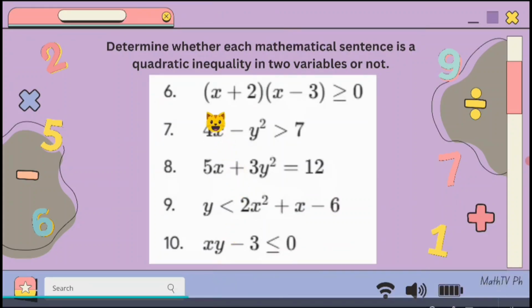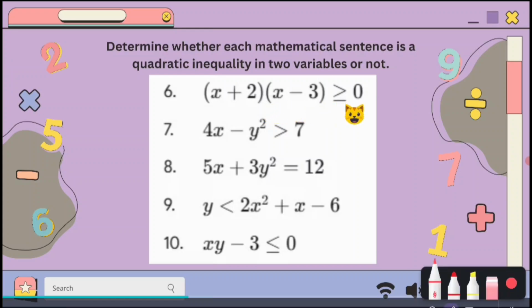Next, number 6, we have x plus 2 times x minus 3 is greater than or equal to 0. So dito, sa number 6, wala kayong nakikitang exponent na 2. But if you are going to factor it, ang magiging result niya, by FOIL method, ang makukuha nating sagot dito is x squared minus x minus 6. So, as you can see, ang ating highest degree na ay 2. So, that means this is also a quadratic inequality.